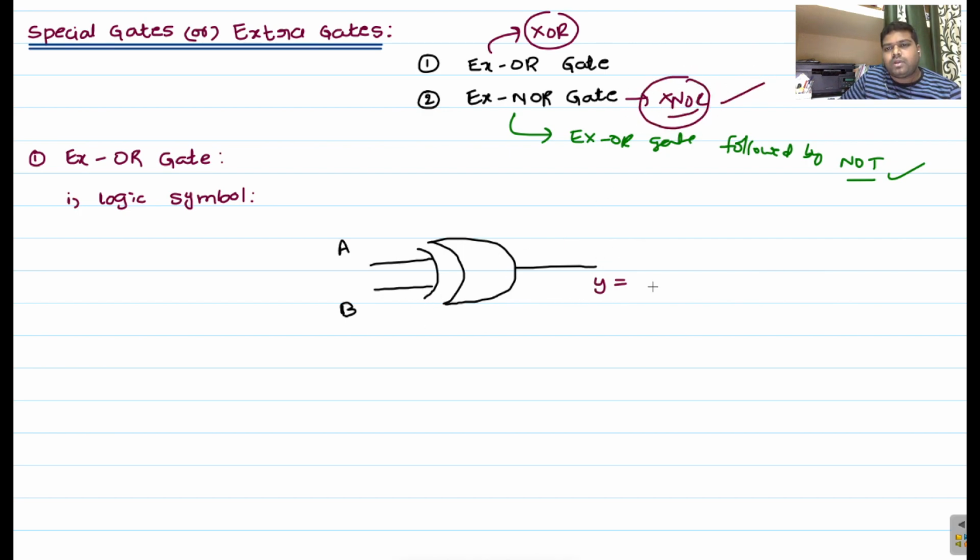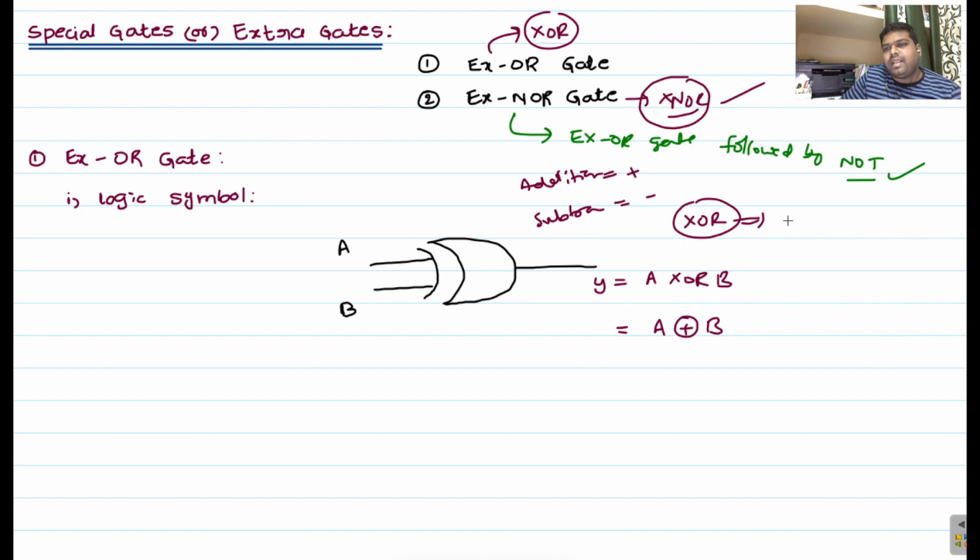So now Y equals what? Here A XOR B. You can indicate like this, otherwise you can go for A XOR B. So what is the XOR symbol? Normally, addition is indicated with a plus, subtraction is indicated with a minus. In the same way, XOR can be indicated with a plus as well as a circle. This plus is encircled. The circle and this plus combined are called the XOR operation.